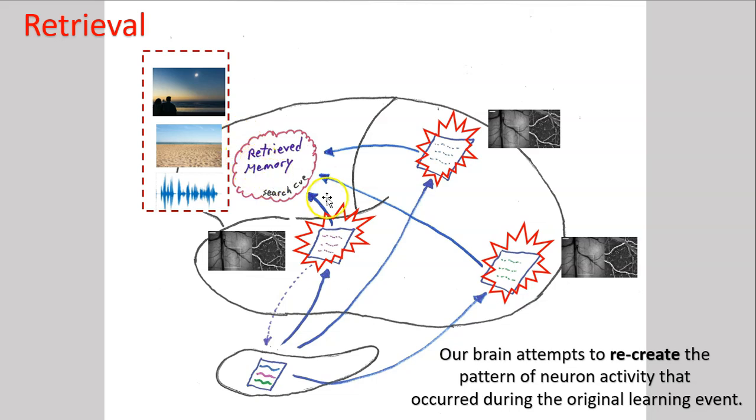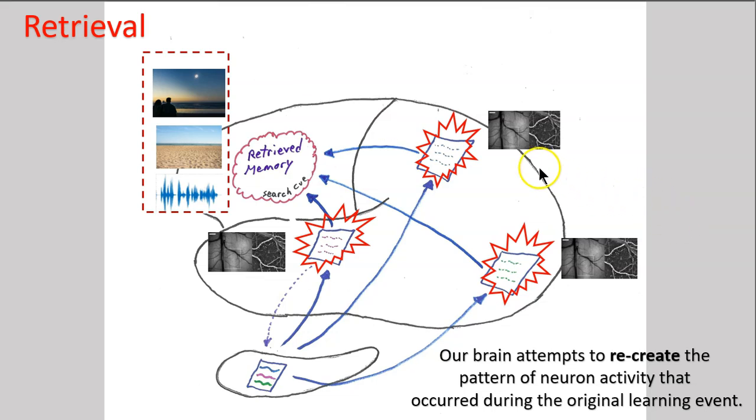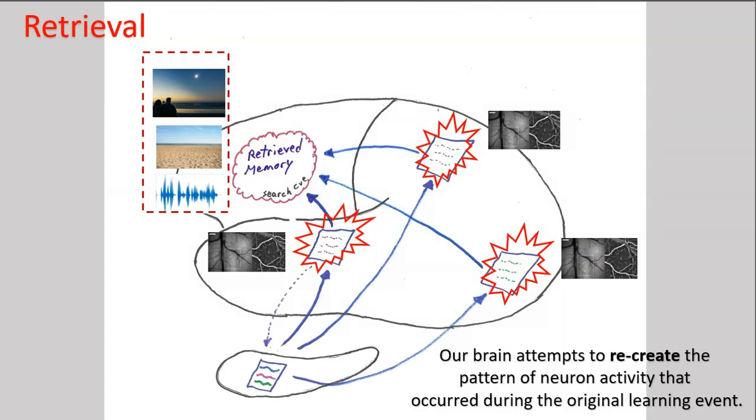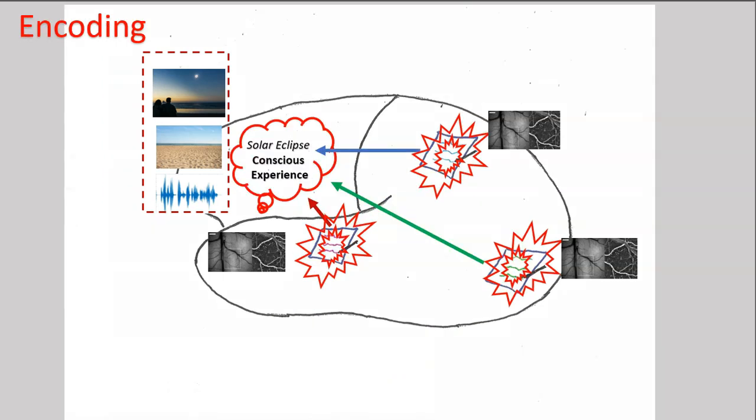So when we're retrieving information, retrieving an episodic memory in this case, our brain is attempting to recreate the pattern of neuron activity that occurred during the original learning event. If we're successful, we will have a retrieved memory. Notice that during retrieval, we have a population of cortical neurons that are being reactivated. We can use that video to remind us of sort of what it might look like for neurons to be reactivated. Well, it's the same set of neurons that were activated during encoding. And this, after all, is why we use the word reactivation during retrieval, because we're turning on that same set of neurons that was activated during the encoding stage of the process.